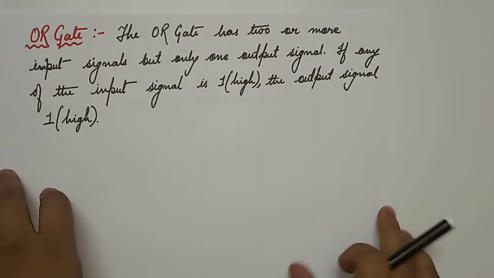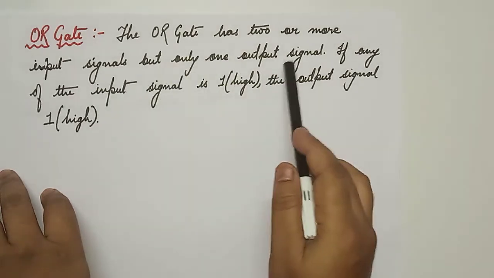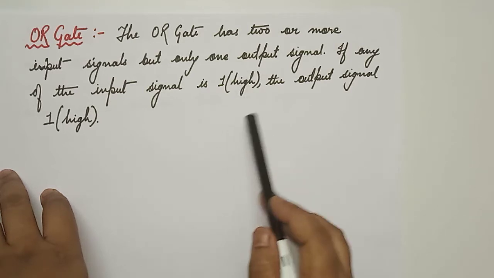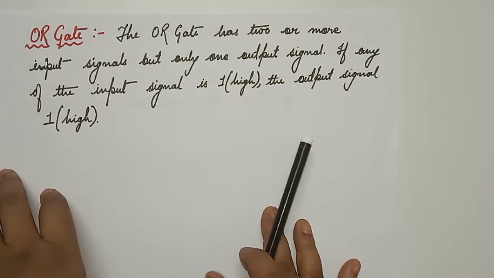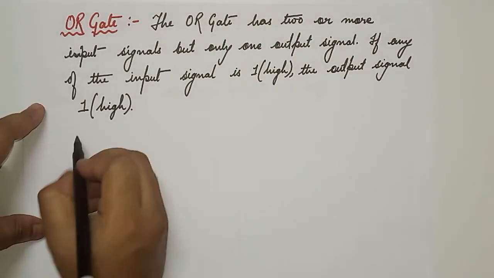OR gate. The OR gate has two or more input signals but only one output signal. If any of the input signals is 1 or high, the output signal is 1 or high. To understand the working of the OR gate, let's draw the truth table.